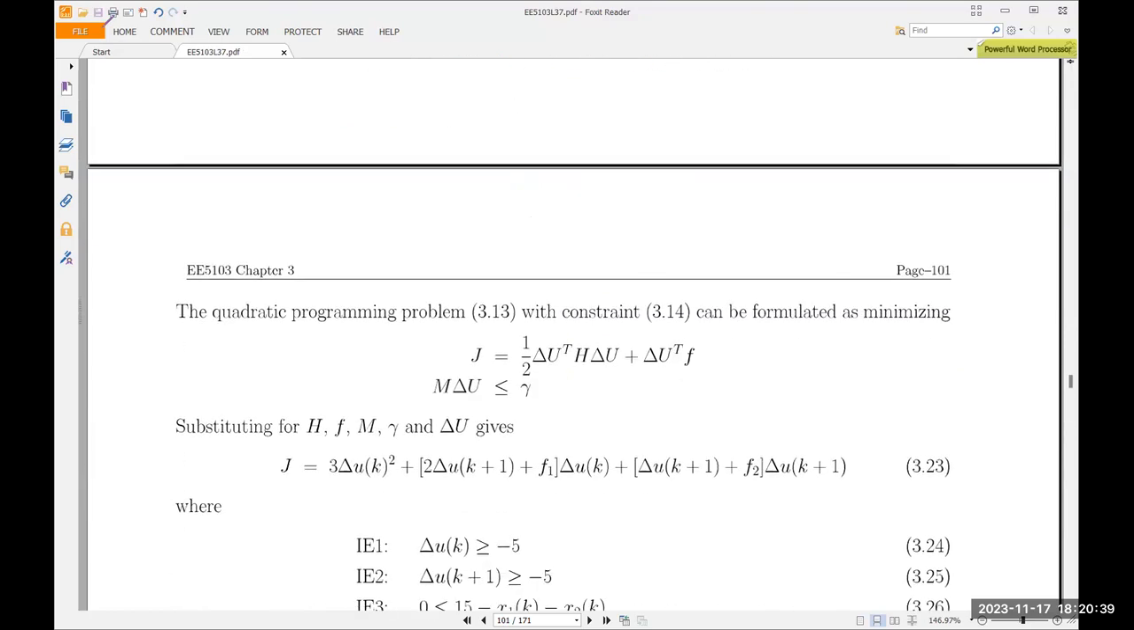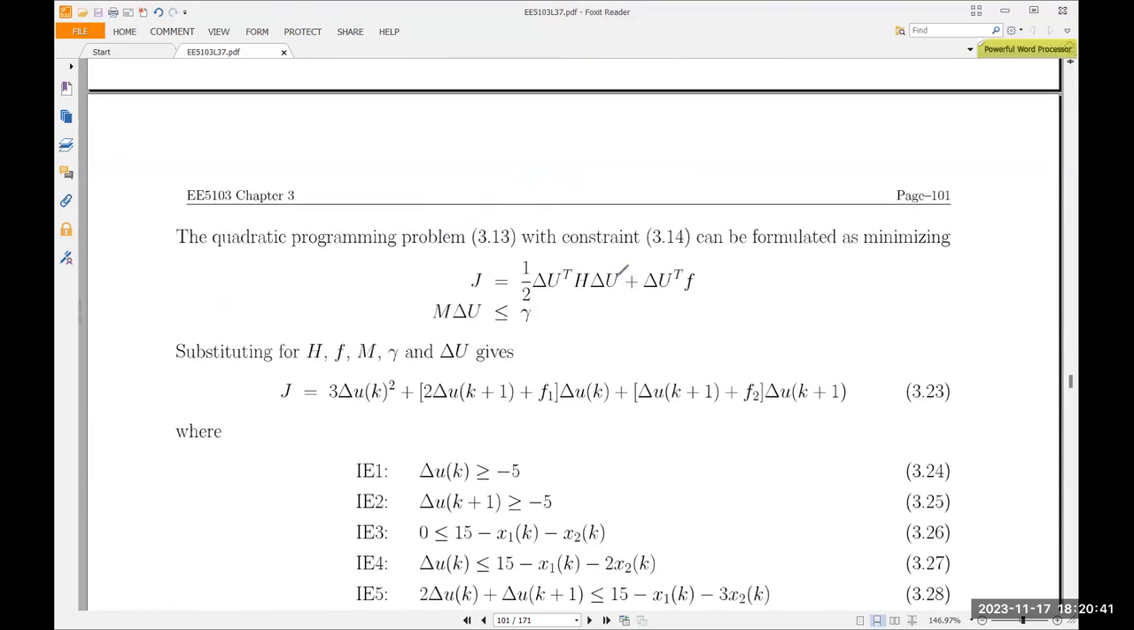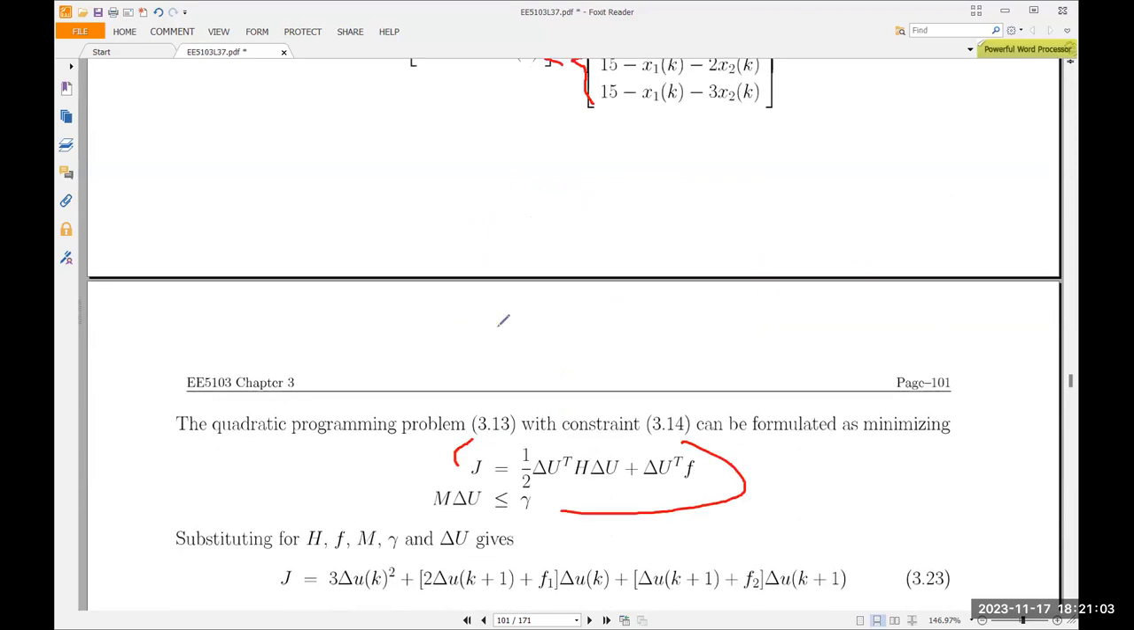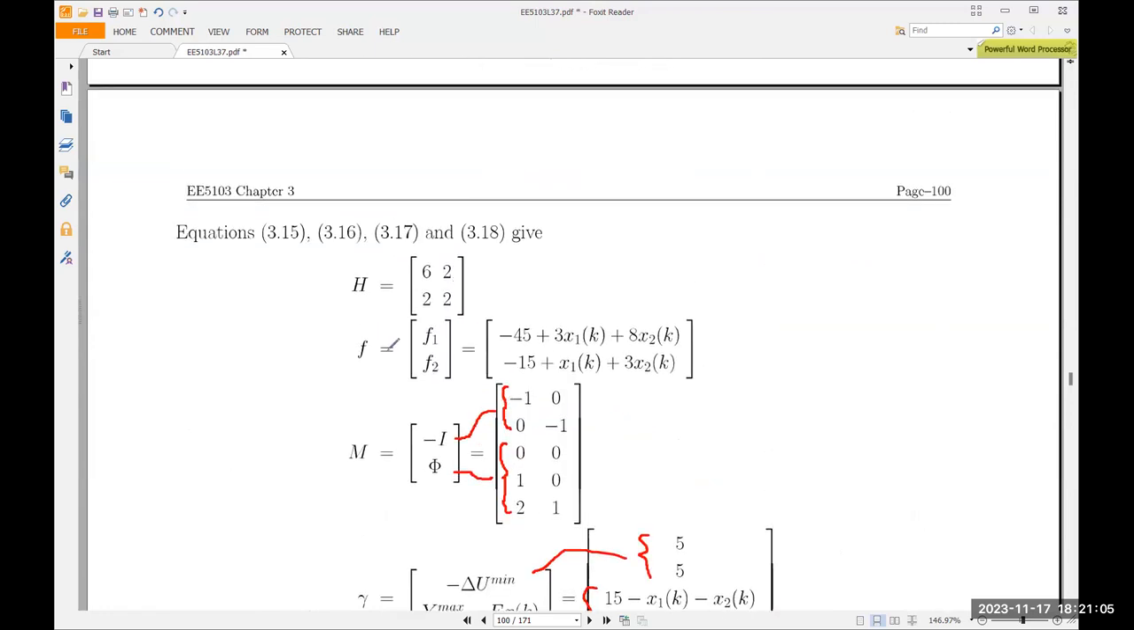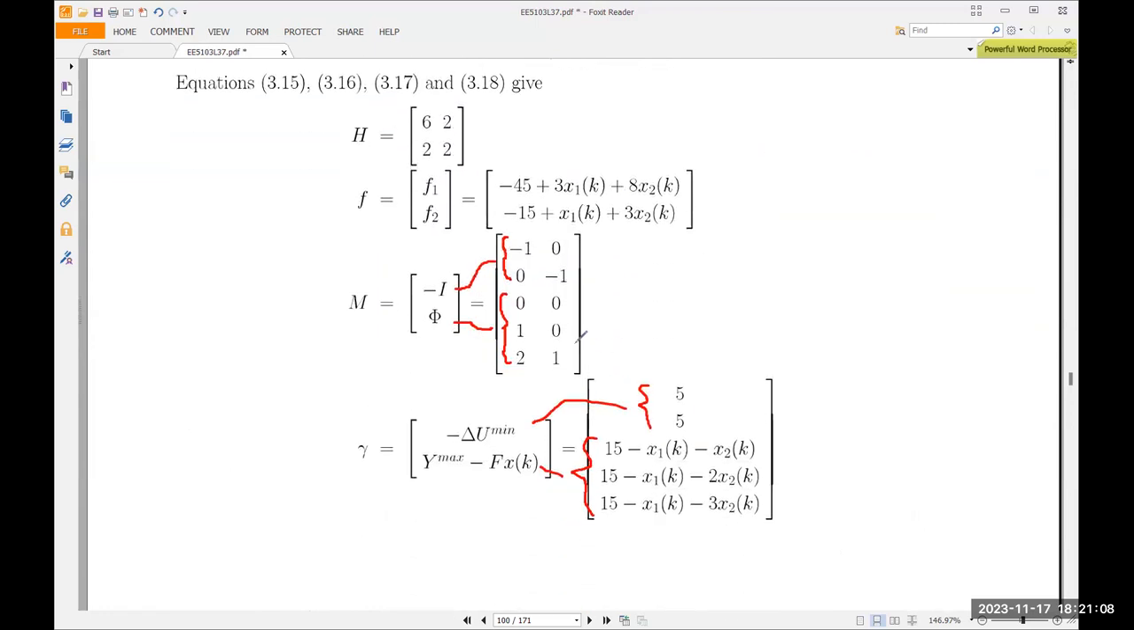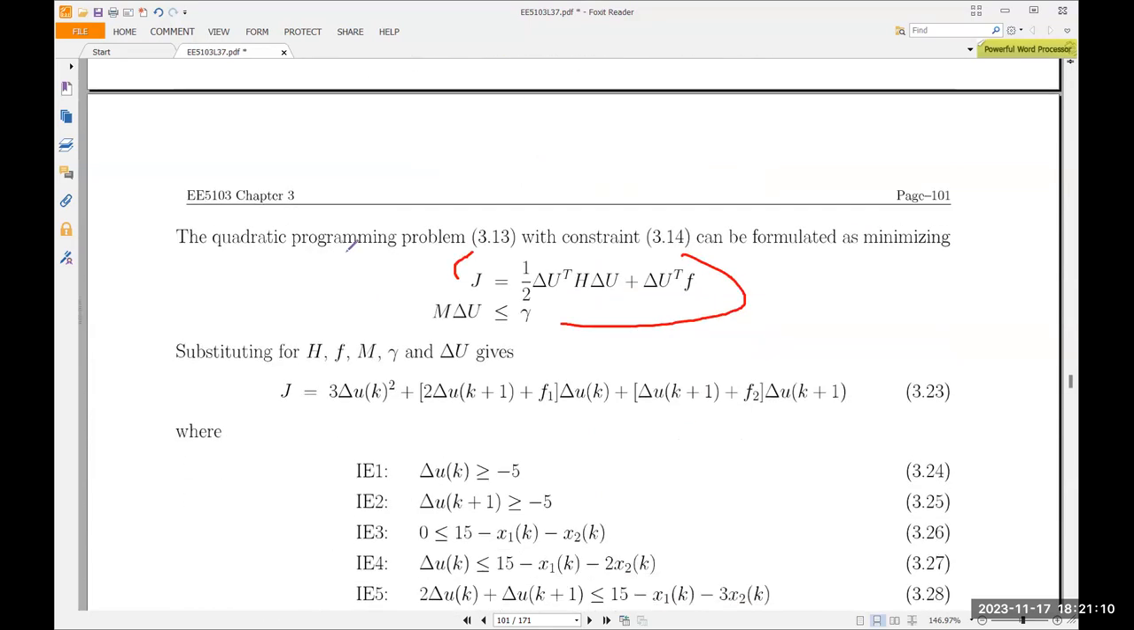the quadratic programming problem with constraint is formulated. All right, this is given here. So you basically write down this, which means you want to minimize J. But you must meet this inequality. So we already have H and F and gamma and M. All those H and F and gamma and M. So you stick it inside here, you will get this.